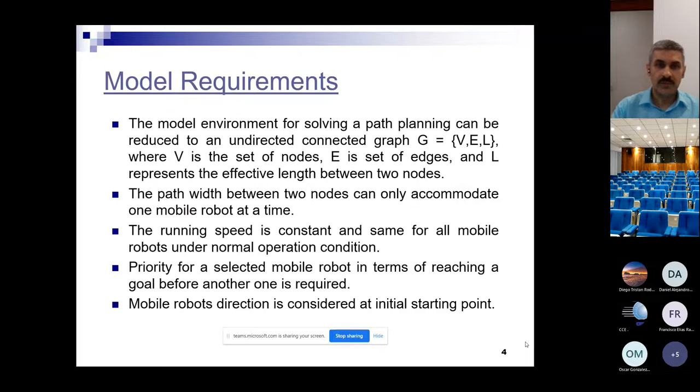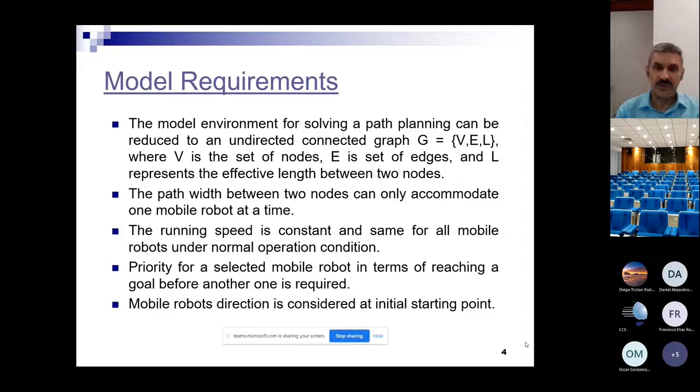So, model requirement first. What's the model requirement of solving path planning? Usually we consider the simplest issue of having a directed connected graph G, which has V, E, and L. V is the set of nodes. E is the set of edges that connect the nodes. And L is just the effective length between any two nodes. Now, the path width between two nodes can only accommodate one mobile robot at a time. We assume that it's not possible to have more than one robot between two neighbors. So either there's one or none.